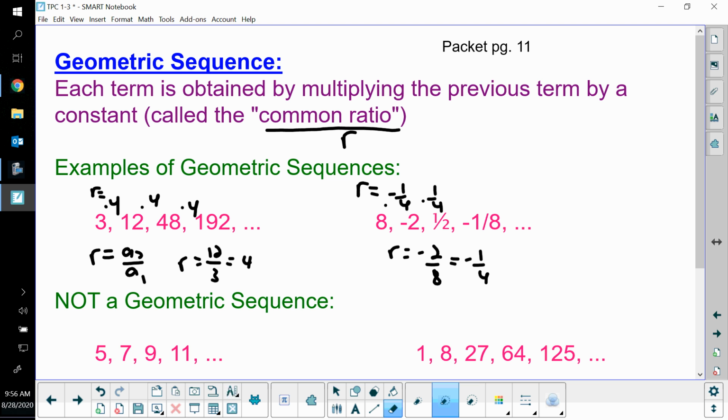Now the next two are not geometric. The first one's arithmetic. We're actually adding 2 each time. And the last one is neither arithmetic nor geometric.